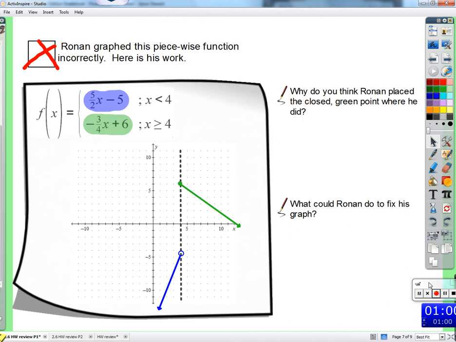Okay? So, the absolutely necessary pieces look more like this. It's still wrong. Right? You need to fix it. You don't need that line. We'll use it, it's a helpful guide. All right, so what's something that Ronan could do to fix his graph, given that he's confused about the y-intercepts?